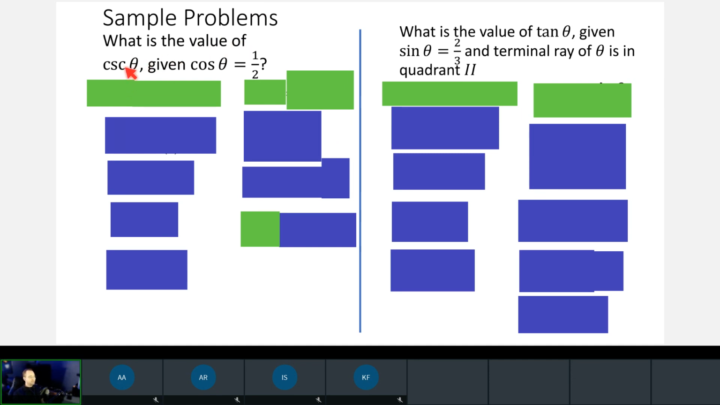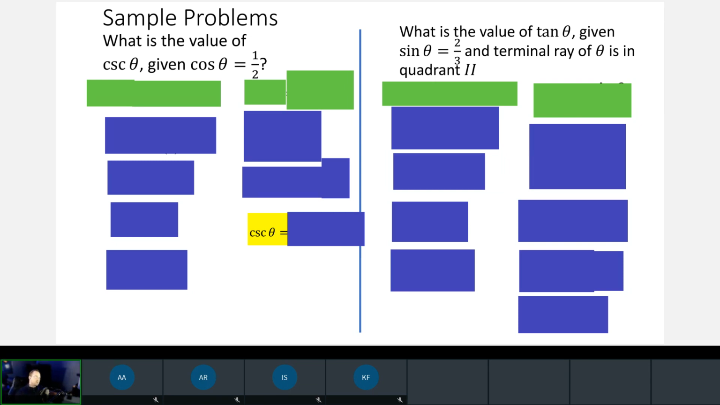We want to find the value of cosecant, but you are only given that the cosine of theta equals 1/2. Some of you are like, oh boy, what are we doing today? Why are there so many boxes? Well, our goal here is to find what cosecant of theta equals. That's going to be this last box, where our goal is to find what that equals.